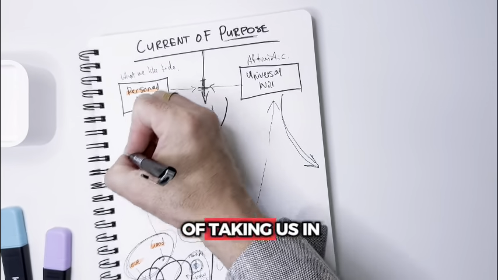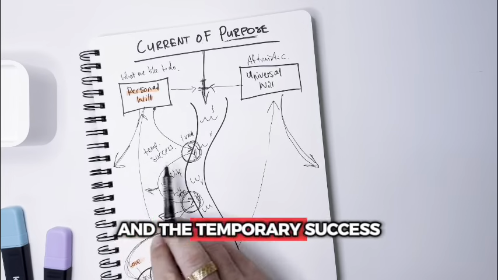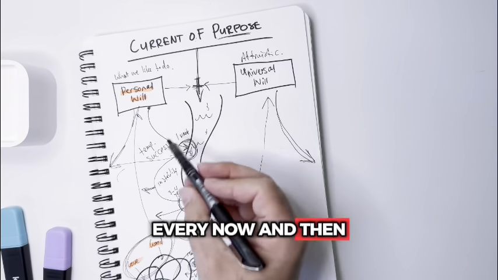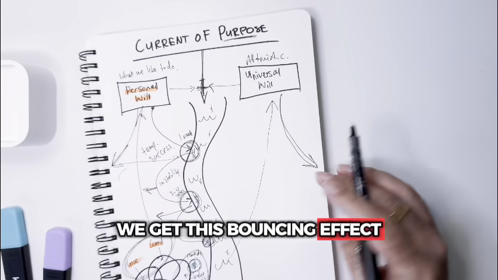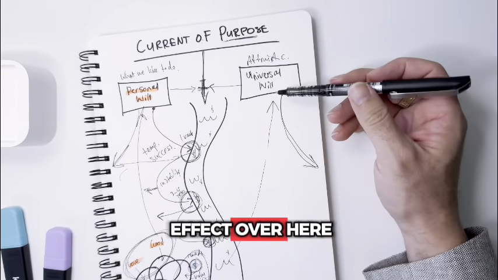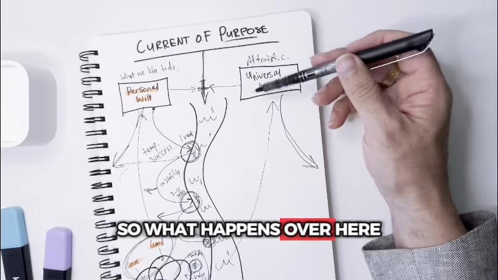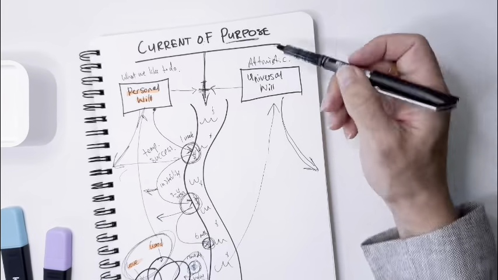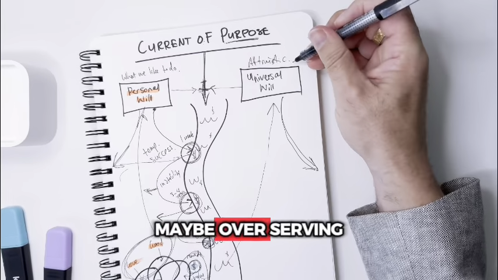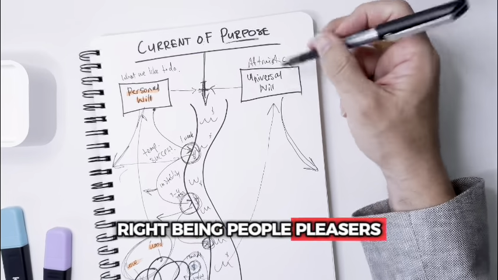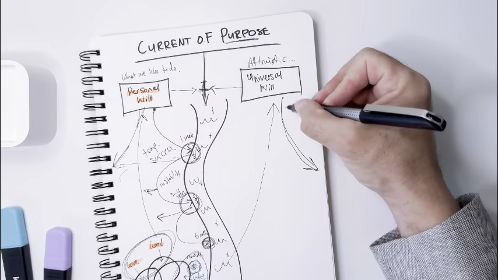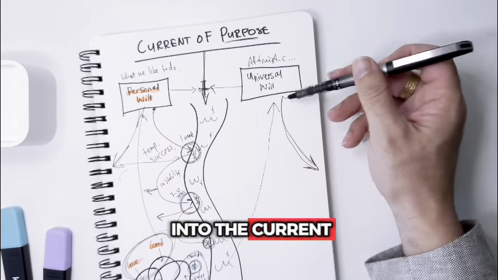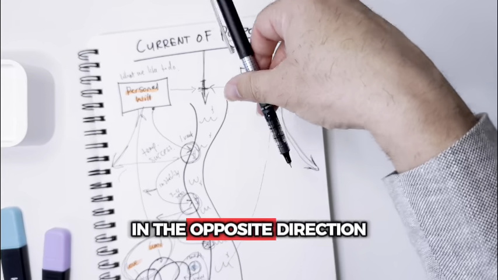Whereas this is sort of taking us in this direction, and the temporary success kind of pulls us in and magnetizes us every now and then. We get this bouncing effect over here. So what happens over here when we just focus on serving others, maybe over-serving, right? Being people pleasers, that kind of thing. This is driving us in this direction. Again, it's not driving us into the current. It's driving us away from the current in the opposite direction.